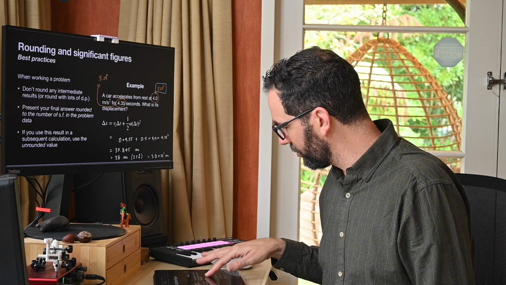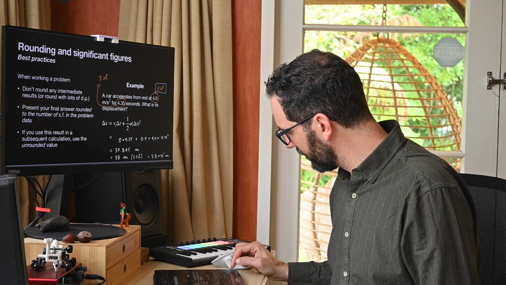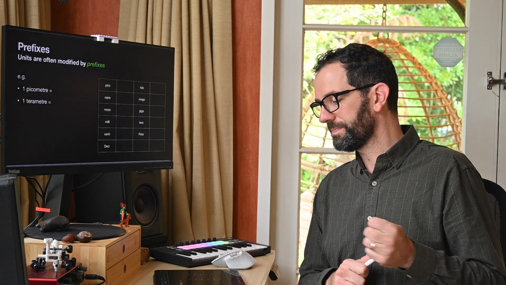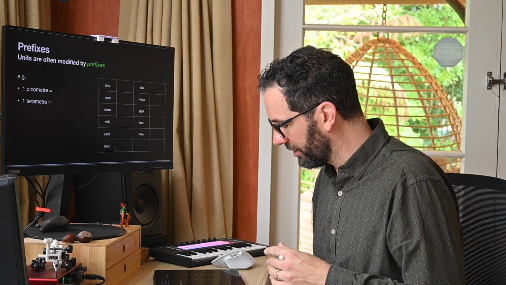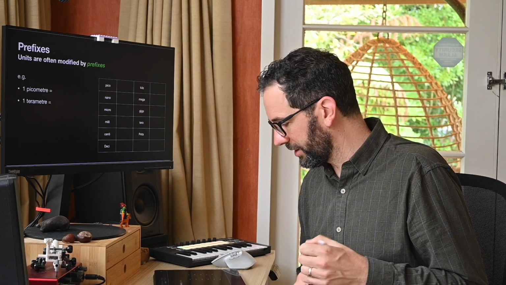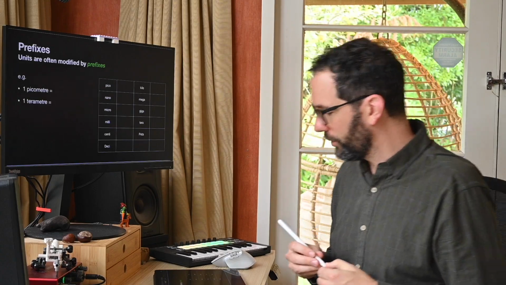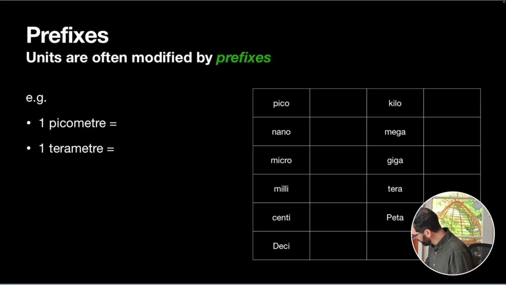The other thing that we'll mention before we call it quits today is the idea of prefixes. So when we're dealing with very small or very large things, we tend to put a prefix out the front. So for example, let's just write down what some of these are. So pico, you probably won't come across pico very often, but pico is a small one. So the multiplier would be 10 to the negative 12, which means that 1 picometer would be 10 to the negative 12 meters.